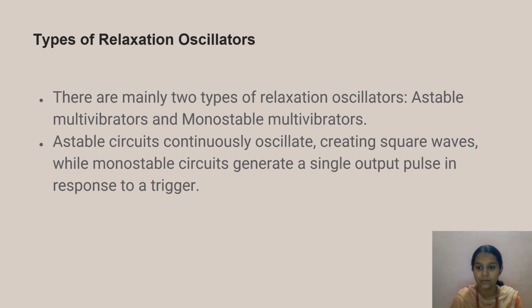Types of relaxation oscillators. So we have seen what is meant by a relaxation oscillator, its working mechanism and key characteristics. Now we are going to know how many types of relaxation oscillators there are. There are mainly two types, that is astable and monostable multivibrators. An astable circuit continuously oscillates, creating square waves. Meanwhile, a monostable circuit generates a single output pulse in response to a trigger.